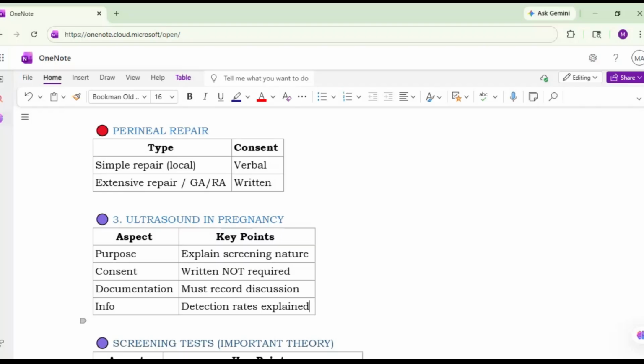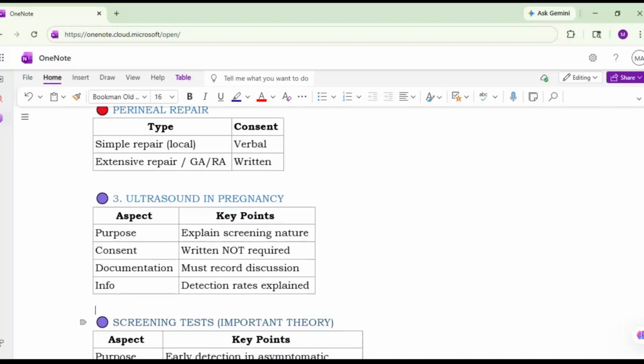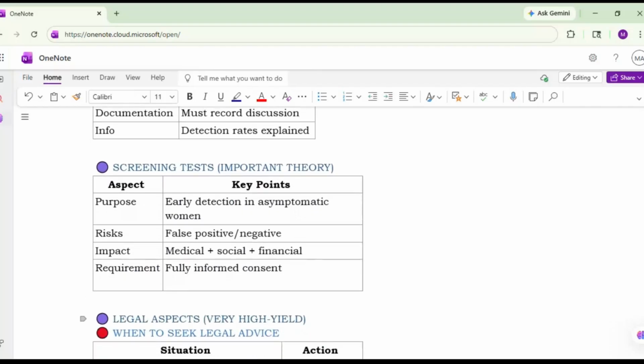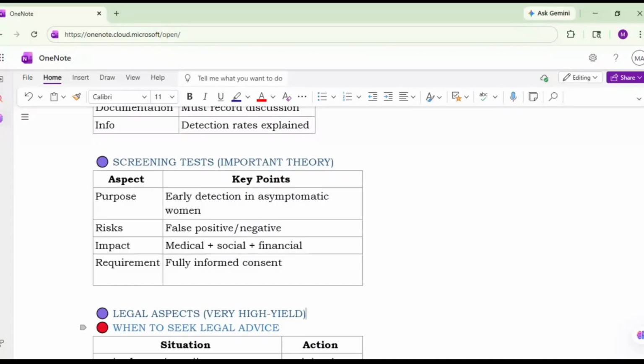Documentation, we must record the discussion, and we have to give the information about the detection rate. Some things may not be detected also. Then screening test. Purpose, early detection in the asymptomatic woman. When we are performing any screening test, we have to talk about the false positive, false negative, and what is going to be the impact, medical, social, or financial, and fully informed consent is required.